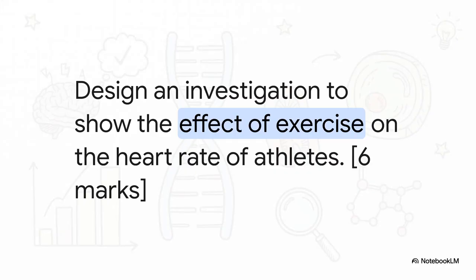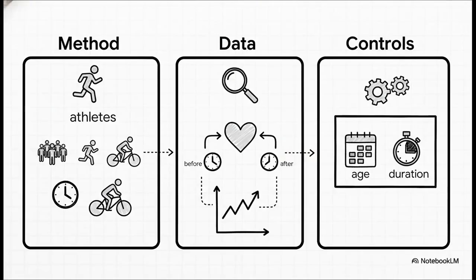All right, brace yourselves, because here comes the big one, a 6-marker. Now, these design and investigation questions can look scary, I know, but honestly, all they're asking is for you to put on your scientist hat for a minute. Let's see what a perfect answer actually looks like, according to the examiners. So, a top-tier answer really has 3 key ingredients. First, your basic method, get a group of athletes, make them do at least 2 different exercises. Second, what data are you collecting? Well, you're going to measure their heart rate before and after, and then work out the average increase.